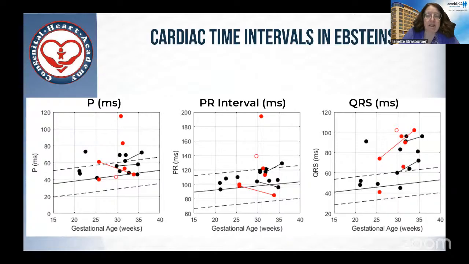And I think that probably suggests that there are some conduction abnormalities when the disease gets severe, whether that's ischemia related and reversible or whether it's more fibrosis related, I don't know.